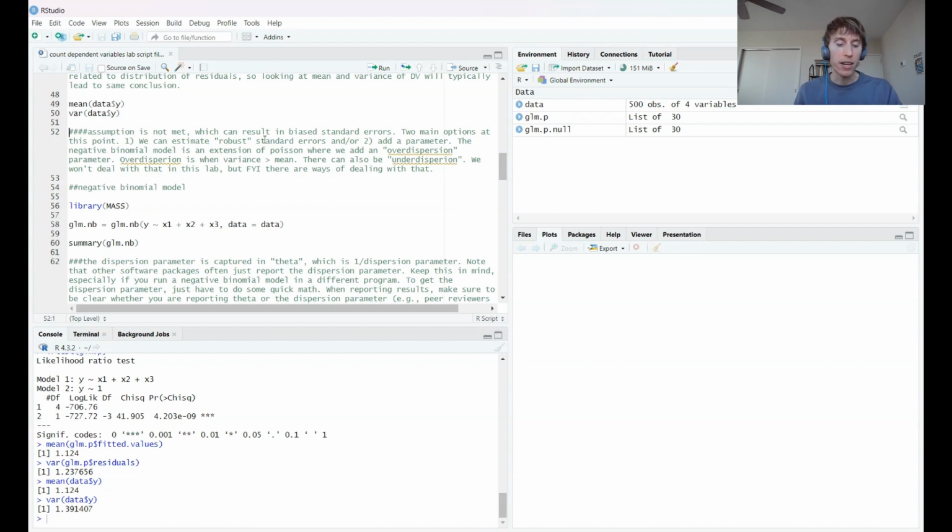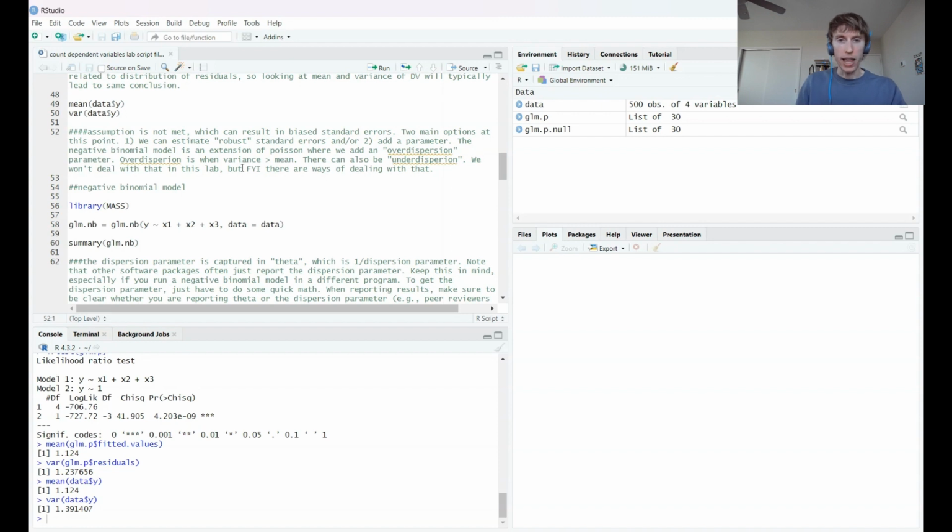Alternatively, you can add an additional parameter. Specifically in this case, where the variance is greater than the mean, we call this overdispersion. So one way of trying to account for this is basically to add a parameter that represents that overdispersion in our model. Now, this is going to lead to what we call the negative binomial model.